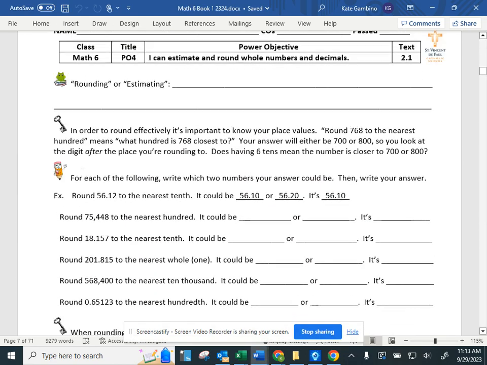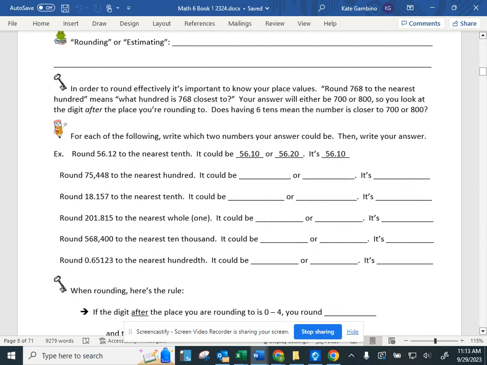Okay, PO4, another power objective. PO4, rounding or estimating. So we need to know our place values for this. This is key, because if it says round to the tens place, we need to know where the tens place is. If it says round to the hundredths place, we need to know where the hundredths place is. So make sure we put our place values on our help sheet.